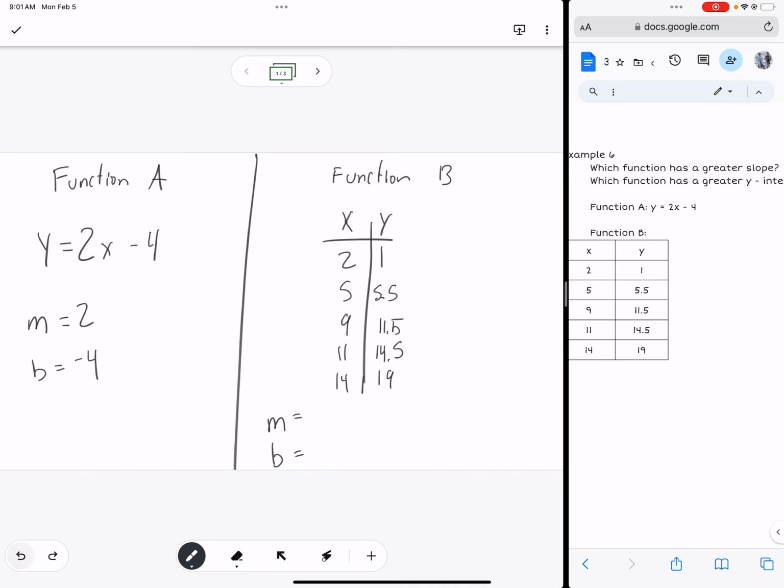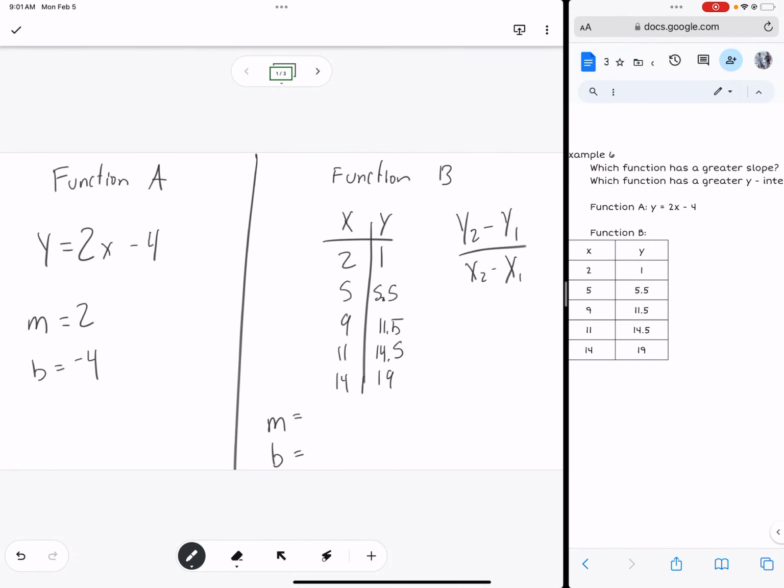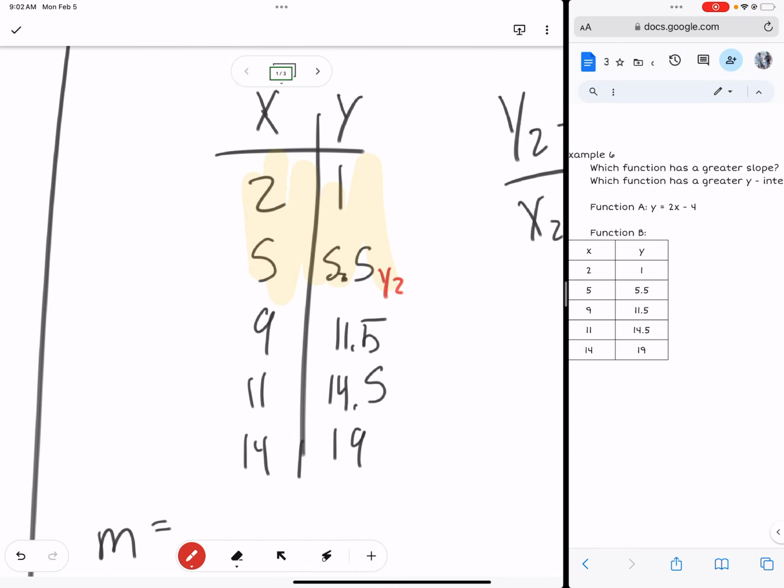So function B, how do I find my slope? Let's go with Lillian. How do I find my slope? So y2 minus y1 over x2 minus x1. All right, and then what 2 points do you want to use? You want to use the first 2 points? Let's use these 2. If you use those 2, Lillian, let's make this your 2s and this your 1s.